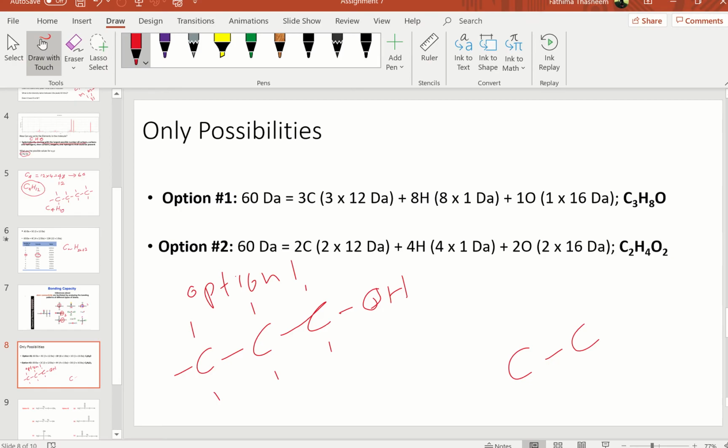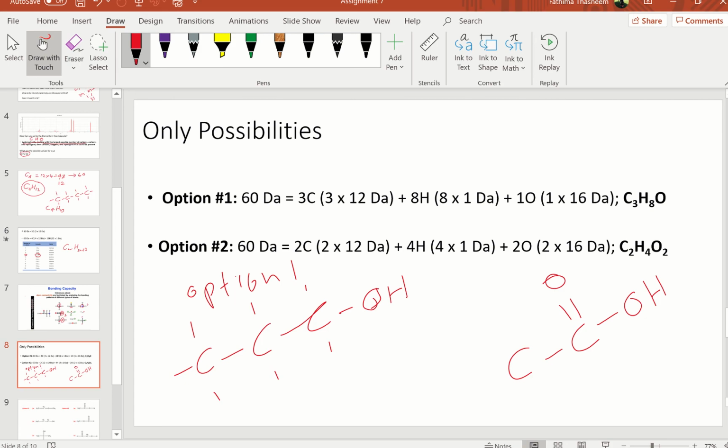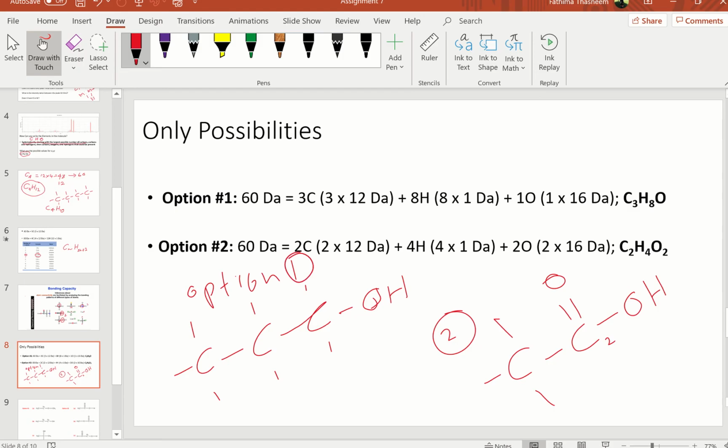And if we want to draw the option 2, I would put the 2 carbons like this, and then since there are 2 oxygens, I would first think of how I can put them. The second carbon is already completing its bonding pattern, so the rest of the hydrogens should go here. So this is for the option 2. Likewise, you have to do trial and error to figure out which are the most probable options.